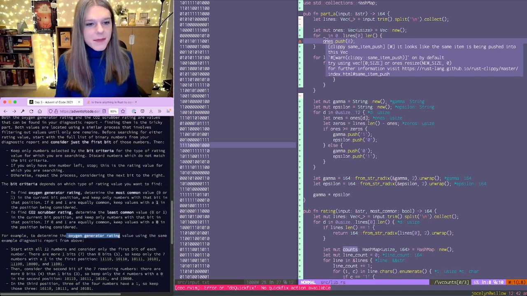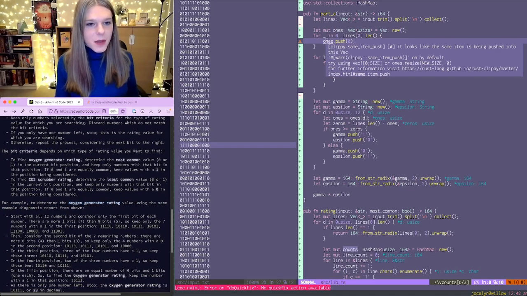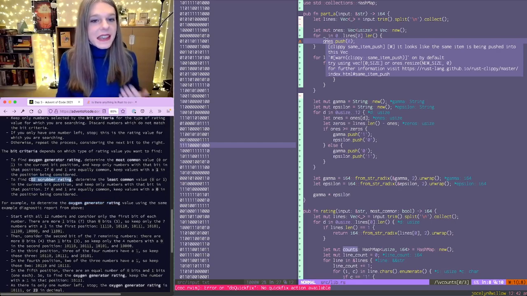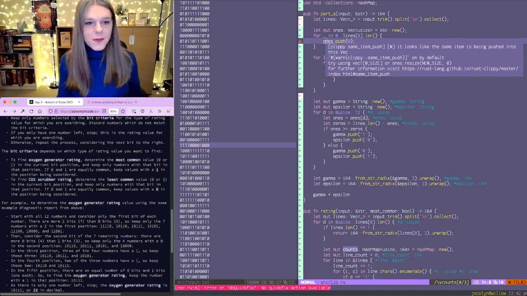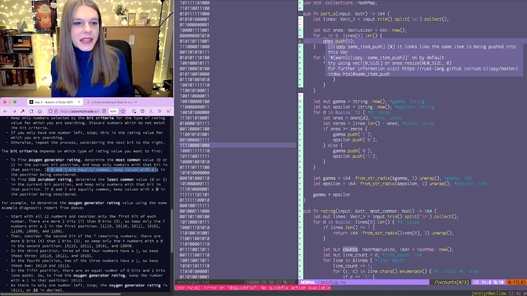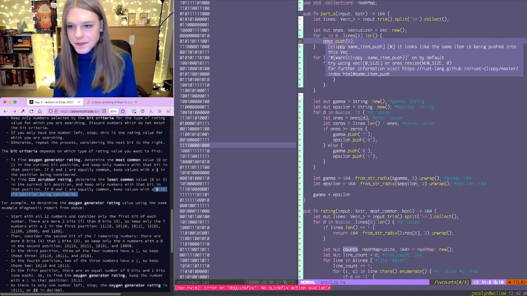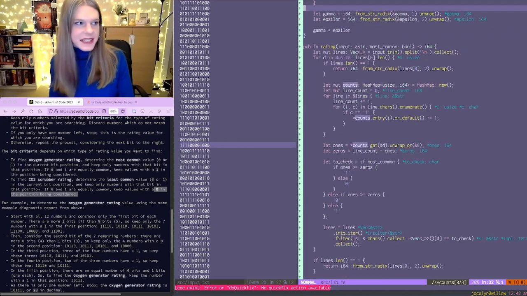And then you do the same thing, except with the least common digit, and that gives you the CO2 scrubber rating. And there's another trick here, which is that if the zeros and ones are equally common, then for the oxygen generator, you keep ones in that position, and for the CO2 scrubber rating, you keep zero if they're both equally common. I'll get back to that hint in a second.